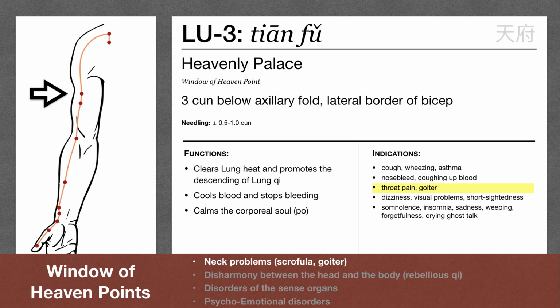Window of heaven points treat neck problems, and here we see lung 3 treats throat pain and goiter. Window of heaven points harmonize the flow of qi between the head and the body, treating rebellious qi, and we see that here with cough and hemoptysis. Window of heaven points treat disorders of the sense organs, and here lung 3 is treating dizziness and vision problems. And window of heaven points also treat psycho-emotional disorders, and here we see that with the function of calming the corporeal soul, treating things like sadness, grief, and shen problems.